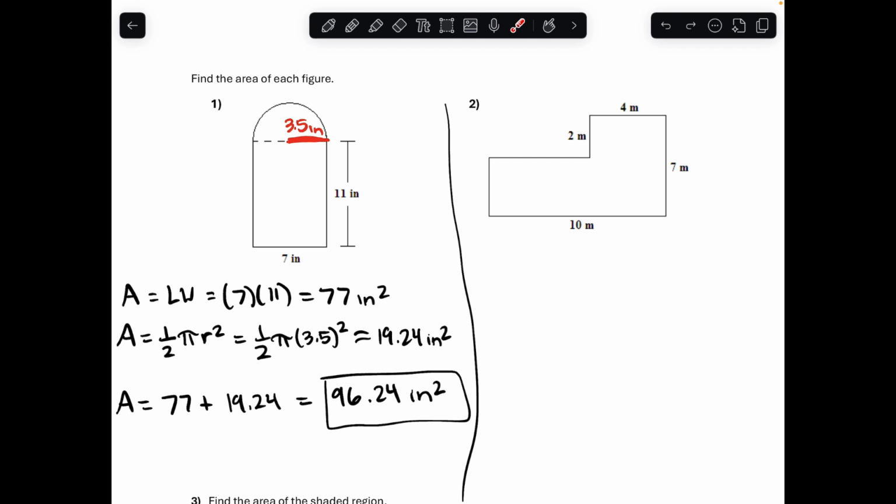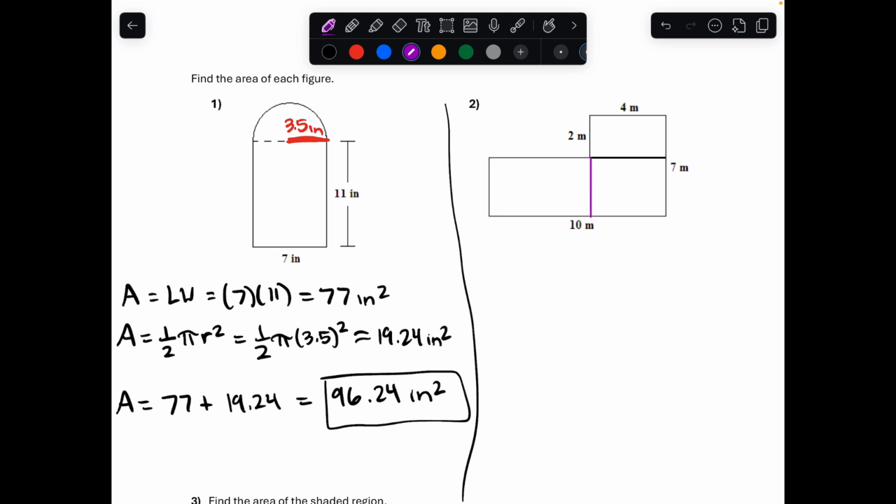Moving on to number 2, we have ourselves a rectangle, except it's missing a chunk right here. Now, we're going to use a similar strategy to number 1, where we're going to cut this thing up into pieces and then find the areas of the smaller individual pieces. So first off, I'm going to go ahead and cut off this top rectangle, and then I'm going to cut this large rectangle into 2 pieces.